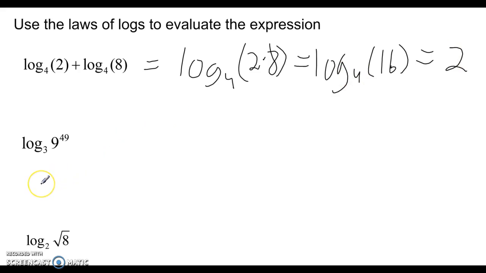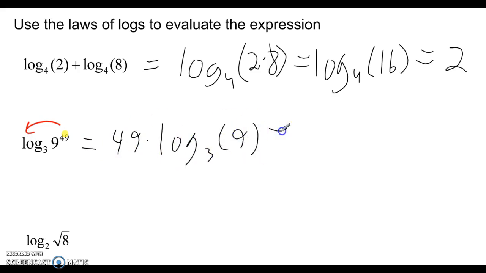And so here now we have an exponent. So you can see the property that's in play there. We can then move that down. So this is going to be equal to 49 times log base 3 of 9. And so we have 49 times, I hope you see log base 3 of 9 and go, oh, that's just 2. And so the answer is just 98 there.